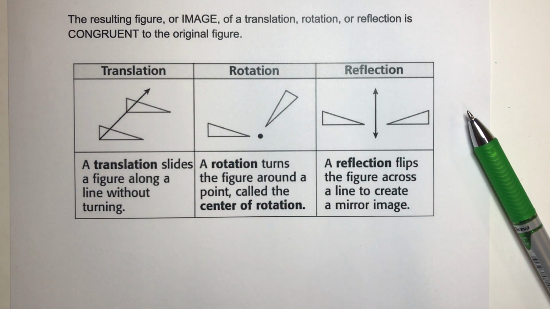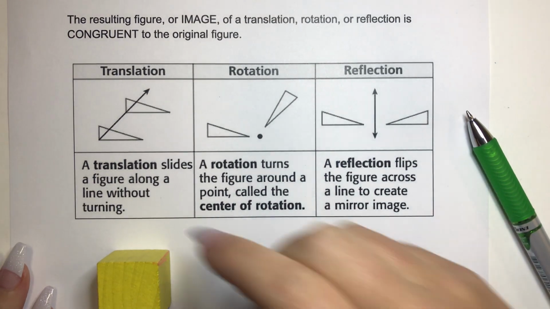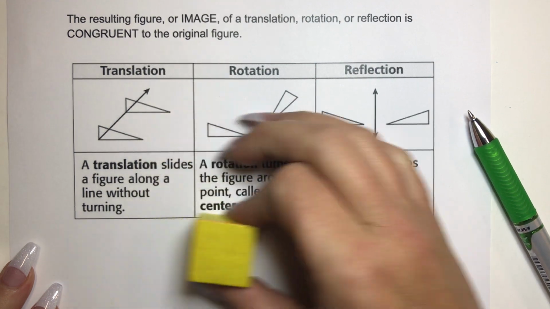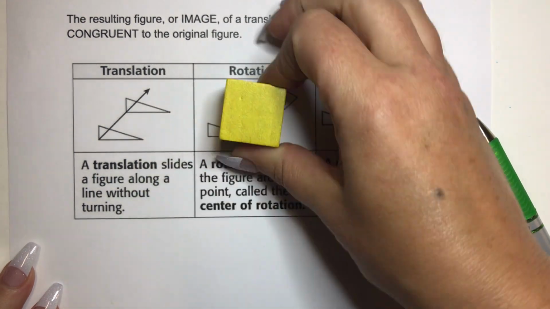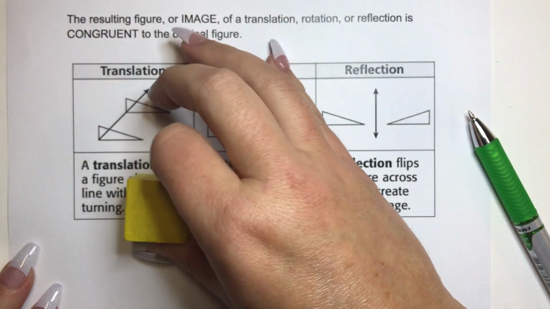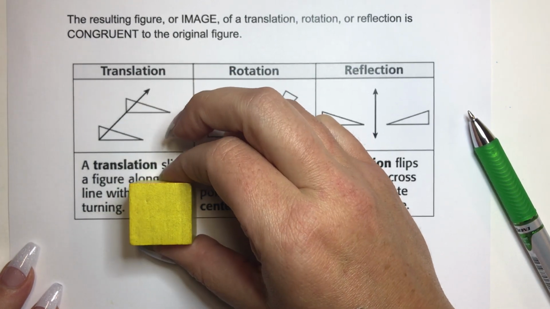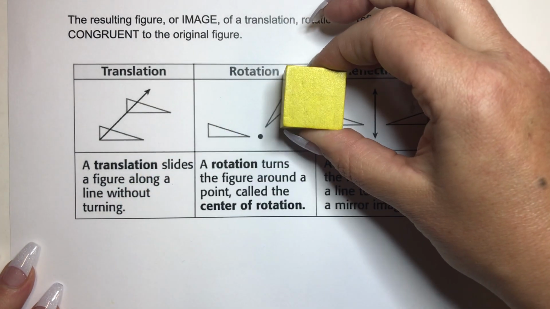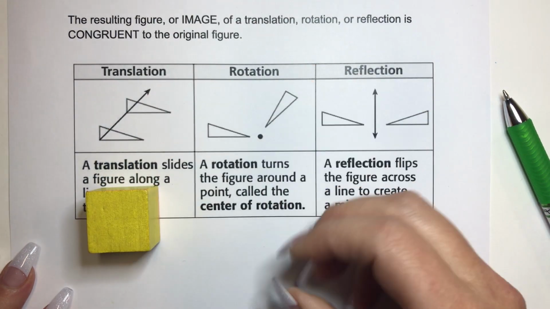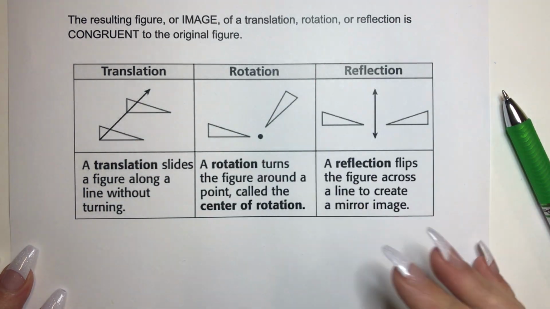So let's say I have this lovely little cube. A translation would mean it would slide this way, or slide that way, or slide up, or slide over here, or come back this way. Those would be translations. So it stays in the same position, it just slides somewhere else. That is a translation, and sometimes they call it a glide. You're gliding somewhere, all right? So that is a translation.